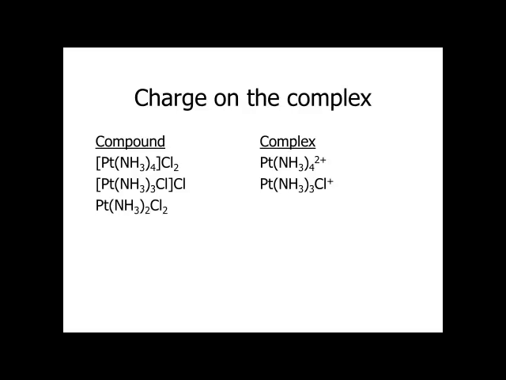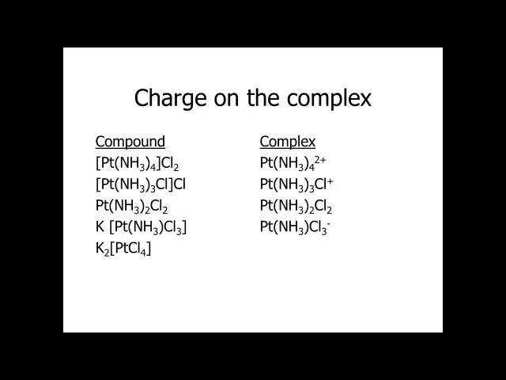Here platinum, NH3, this time 2, and chlorine 2. This is a neutral complex. Here potassium attaches on the outside to the complex, forming the compound K[Pt(NH3)Cl3]. The complex is anionic, Pt(NH3)Cl3-. K2PtCl4 is the compound. The complex in this case carries a 2- charge. It is anionic, PtCl4 2-.